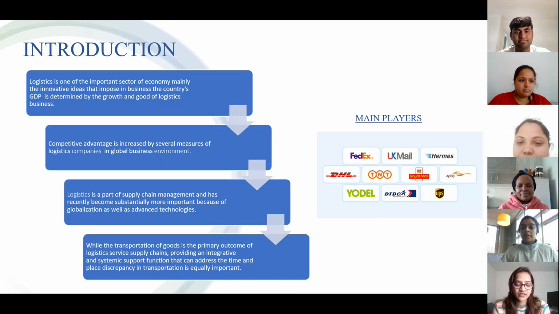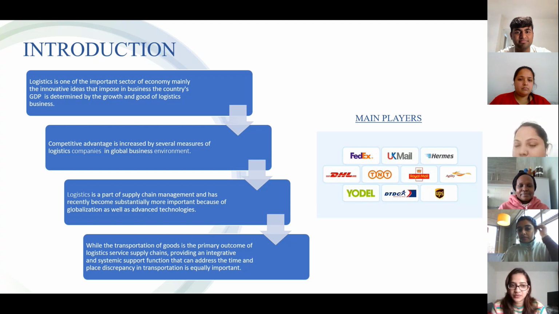So, to quickly introduce logistics in global business environment, it is one of the important sectors of the economy, mainly in innovative ideas that impact the country's GDP. It is always determined by the growth and goods of logistic business. We have a couple of main players in this logistic industry in the UK. They are FedEx, DHL, DTDC, UK Mail, Hermes. And we have a couple of other main players as well.